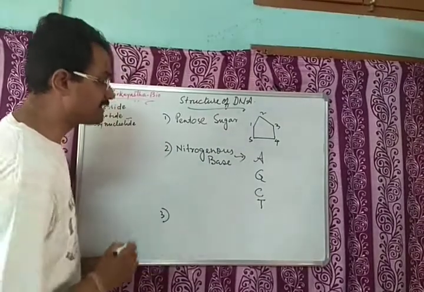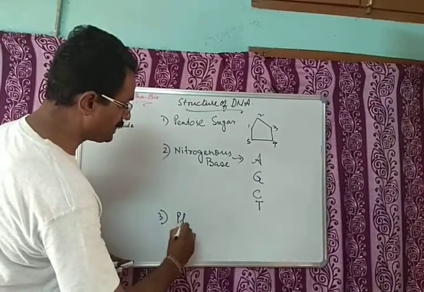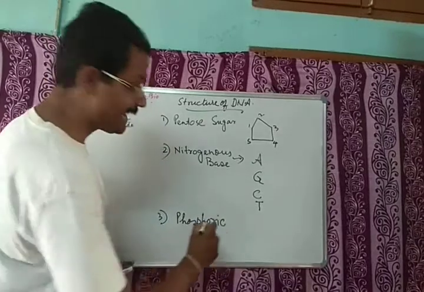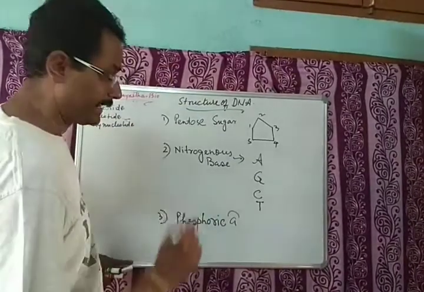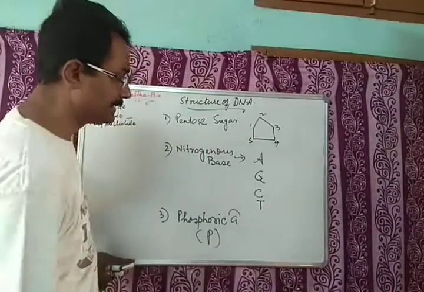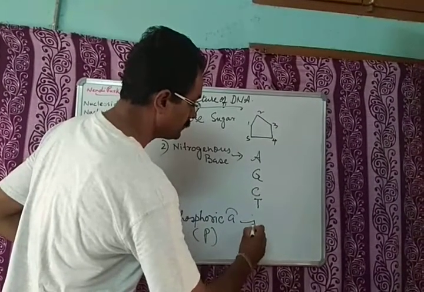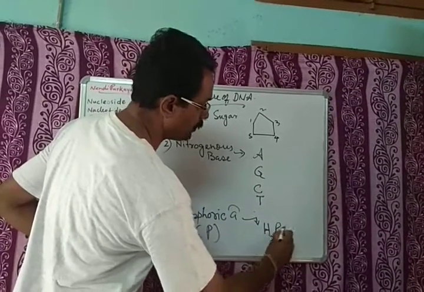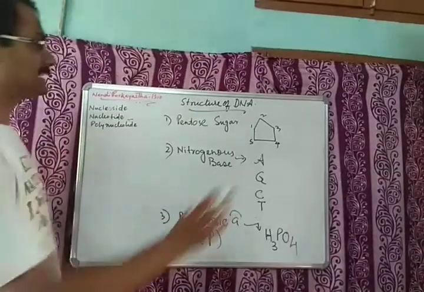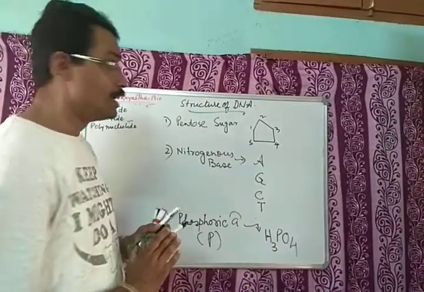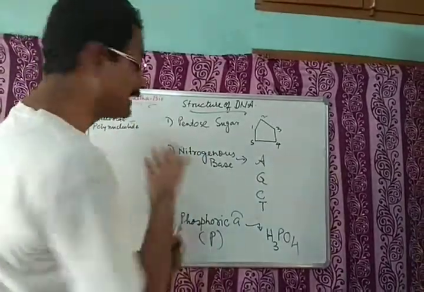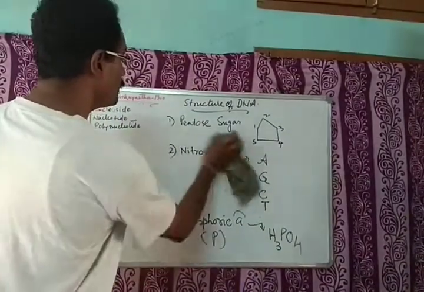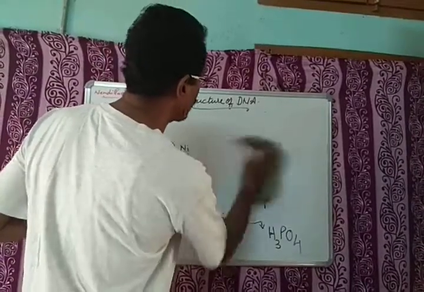The third important ingredient is phosphoric acid. It is denoted by P. The formula is H3PO4. So these are the ingredients which make the structure of DNA. So step by step, let's see how the nucleoside is formed, then nucleotide, then polynucleotide. So we'll go for nucleoside first.